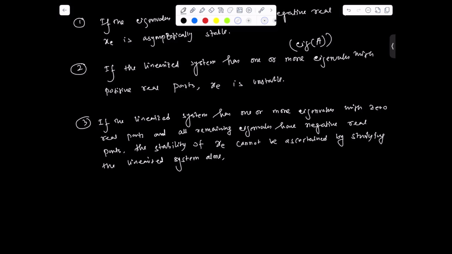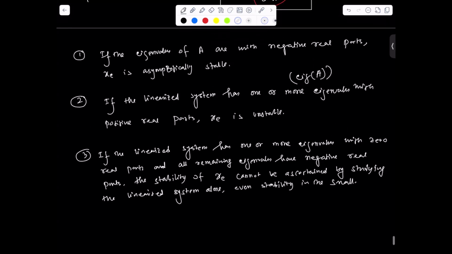Even we can write, even stability in the small. So this is also an important point. It is difficult to comment if it has remaining eigenvalues with negative real parts. So these are the three important points which talk about the Lyapunov first method.